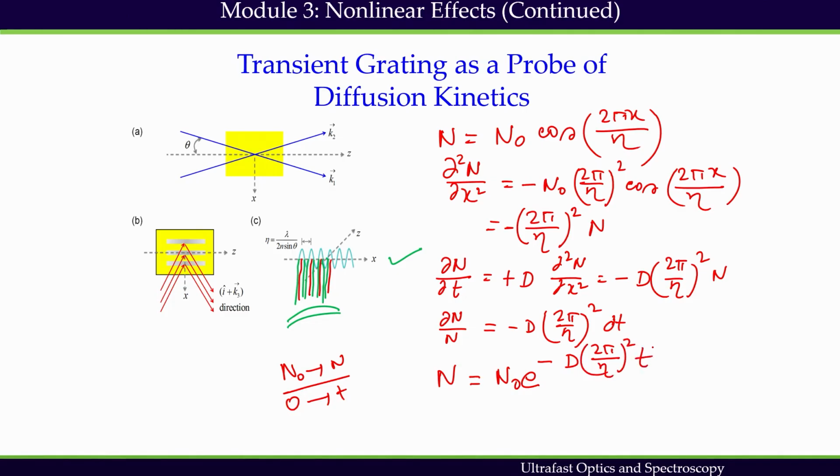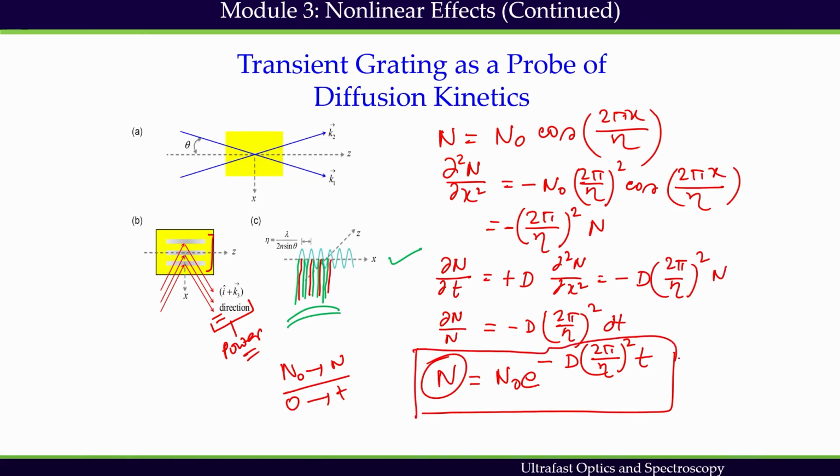So as a function of time, we see the change in population due to diffusion, and that we can monitor with the help of diffracted energy. If we use a power meter here and keep looking at how the energy is changing as a function of time delay between the pair pulse, the identical pulses, and the probe, then we see that the diffraction is changing. In order to diffract this beam, I need to have this grating sustained, and this grating can be washed off due to diffusion, and that can be plotted with respect to time following this equation. So one can find out the diffusion kinetics.